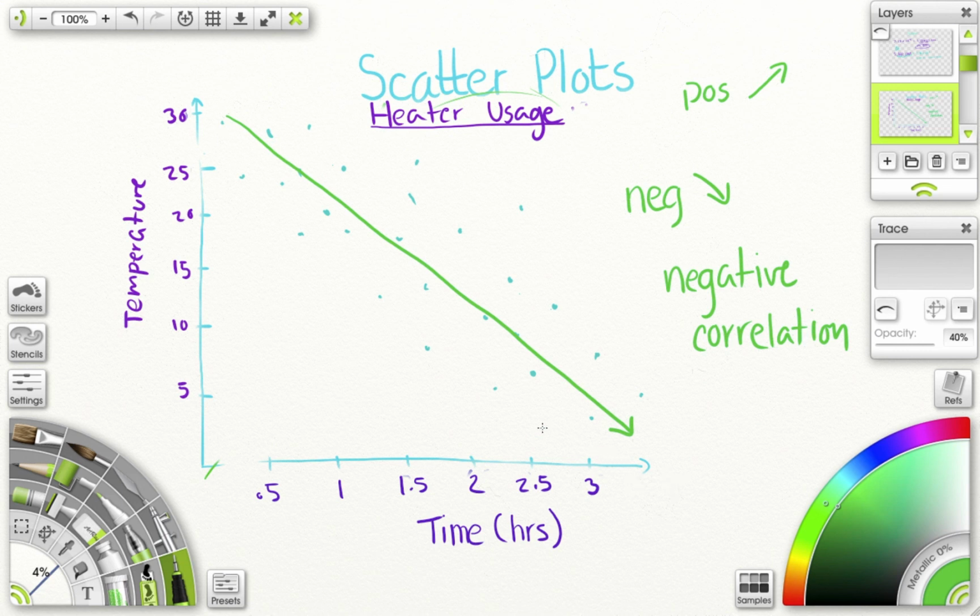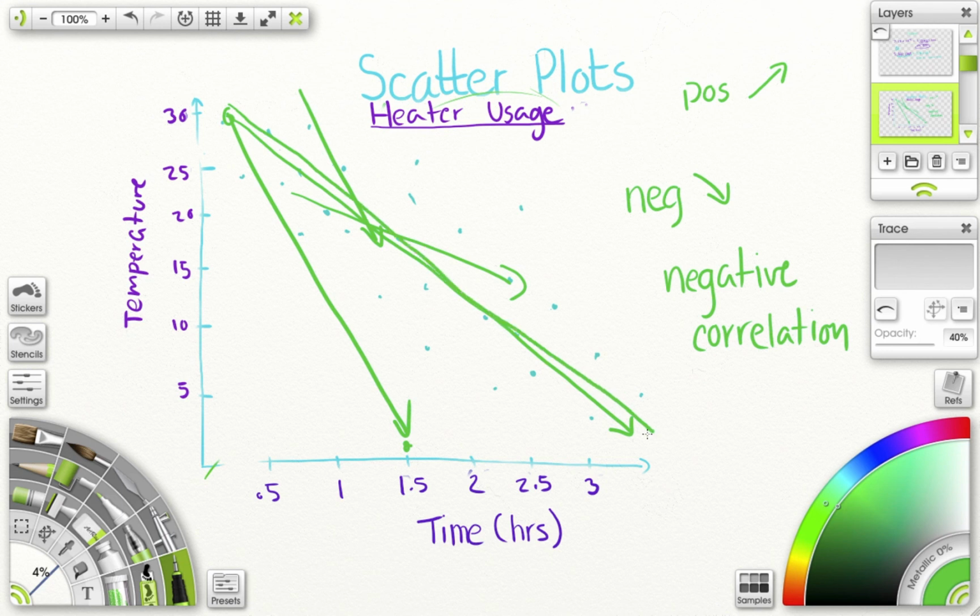Now I need to figure out if this is a high or a low correlation. High means that it would have a very steep line, kind of like this. Low would be like this, a gradual decrease. In this case, you can see that it is a very gradual decrease. It's not a very sharp turn, like from 30 down to 1.5 with a high temperature. It's very much gradual until it gets up to 3 hours. So in this case, it would be a low negative correlation.